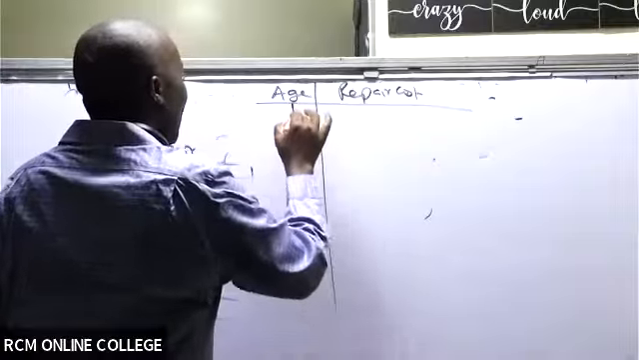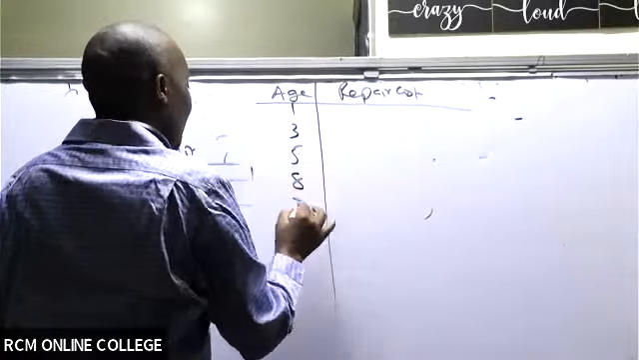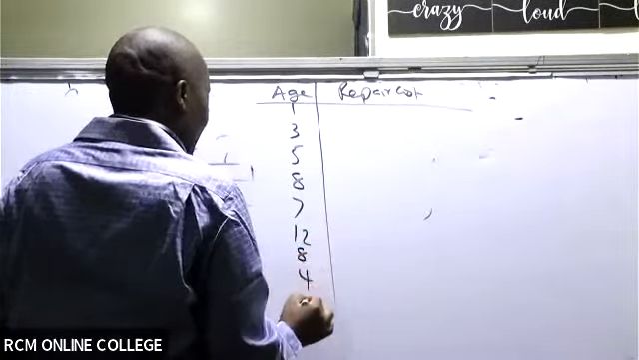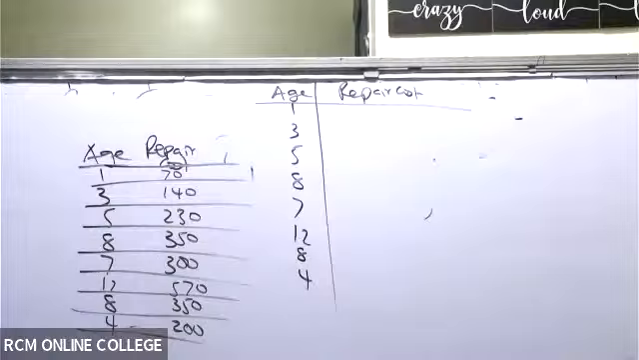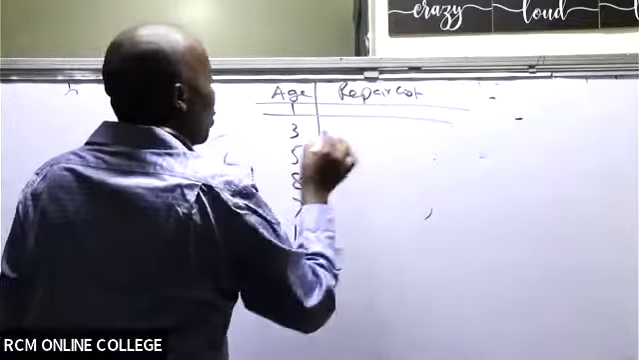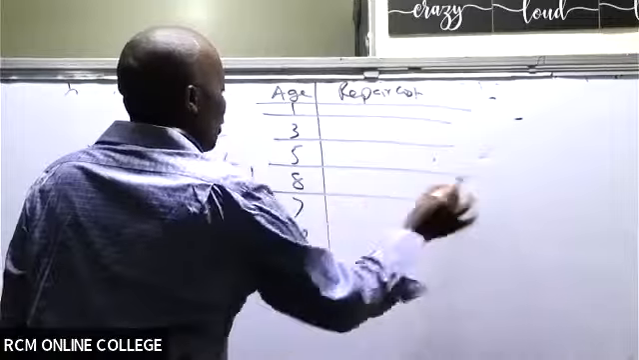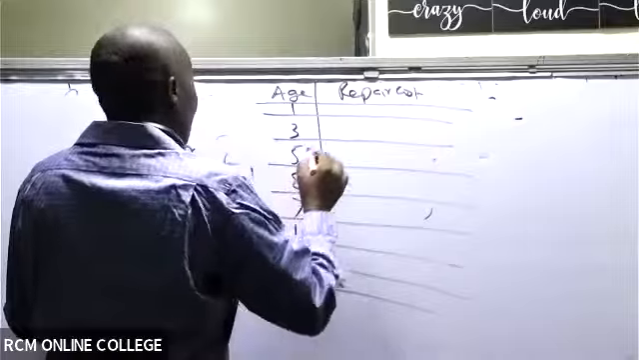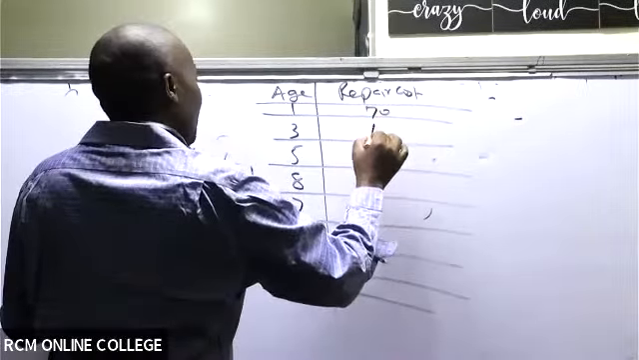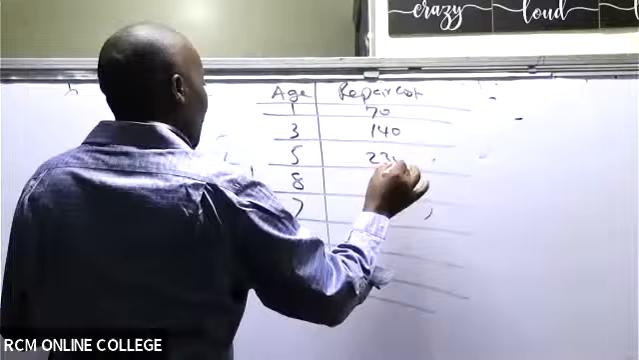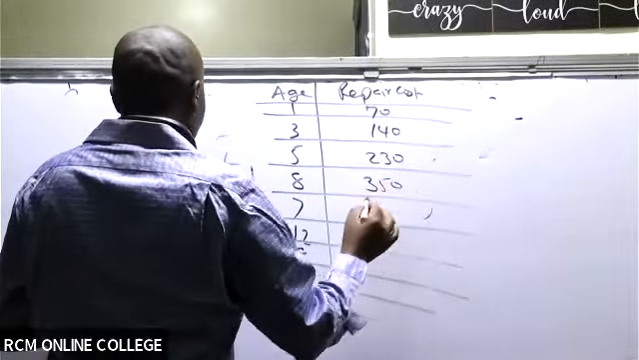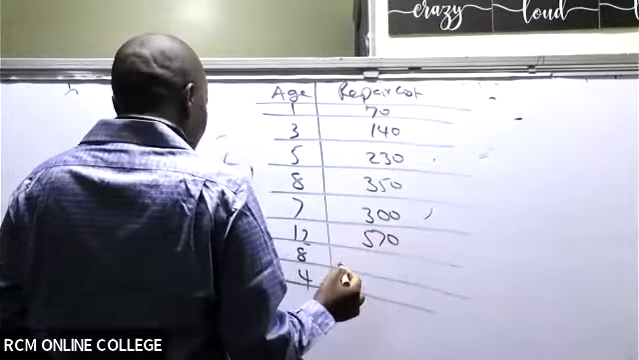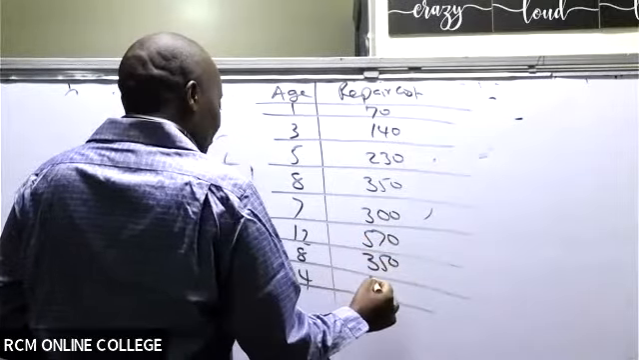So we have here 1, 3, 5, 8, 7, 12, 8, 4, 8, 4, 8, 4 like that. And then of course we have now the corresponding repair costs. What do we have here? The corresponding repair costs, I have 70, 70, 140, 230, 350, 300. Then we have 570. Then we have 350. Then last we have 200.